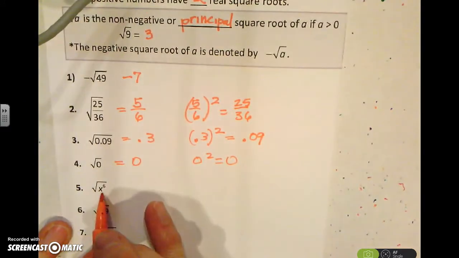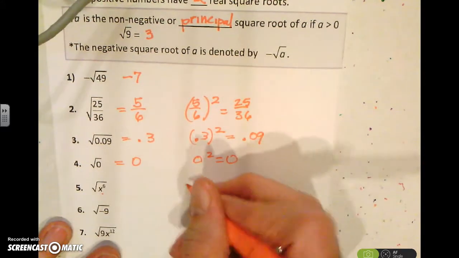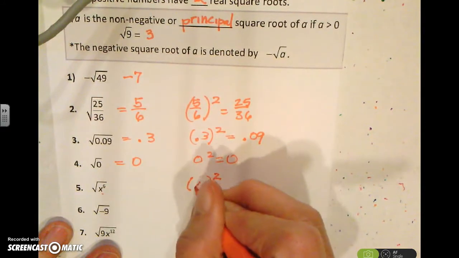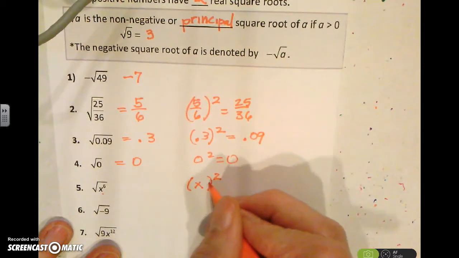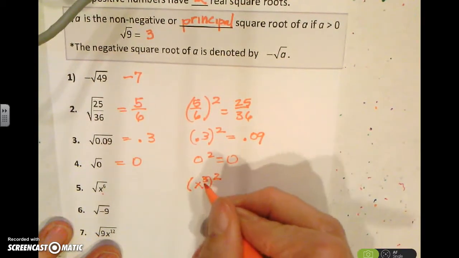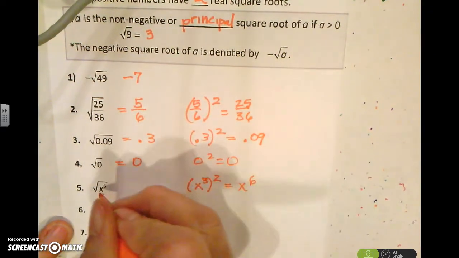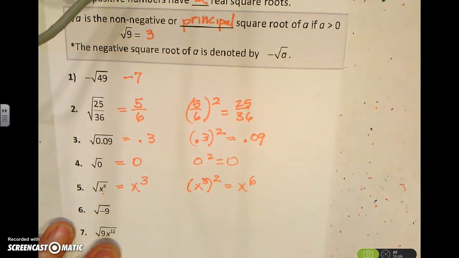The square root of x to the 6th, so we may not know that quite so easily. So what we're going to think is, what can we raise to the second power so that we get a 6 right there? And power to power we multiply, so that's going to be a 3. So x to the third raised to the second is x to the 6th. So the square root of x to the 6th is x to the third.